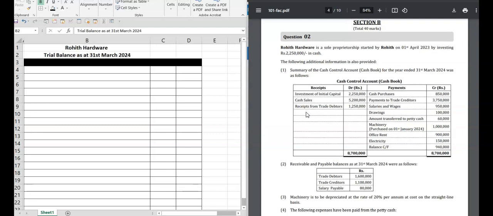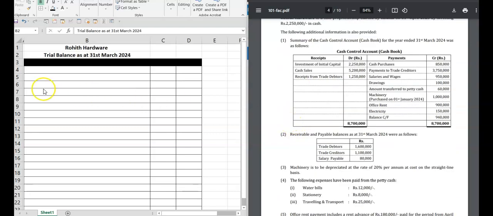So the following additional information is also provided. The summary of the account is here. So first of all, let's deal with the debit side. Then once the debit side is over, let's go to the credit side. In the debit side, we have investment of initial capital. So we can say initial capital, it is the capital account. So we go to the capital account, saying 2.25 million.